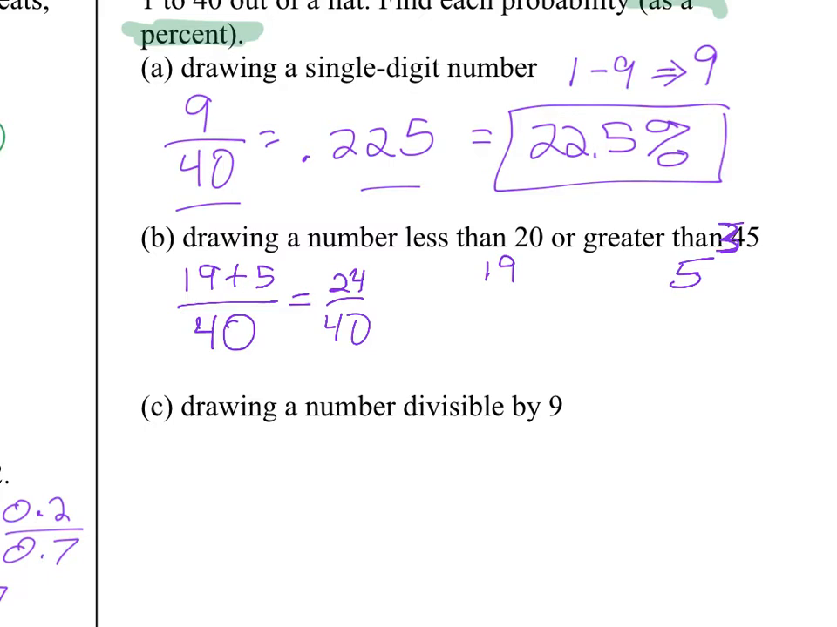I expect to see all this writing on your paper. Just give me answers, I can't help you if you get anything wrong. All right, this is 0.6, which gives me 60%. Again, that's the number I'm looking for.